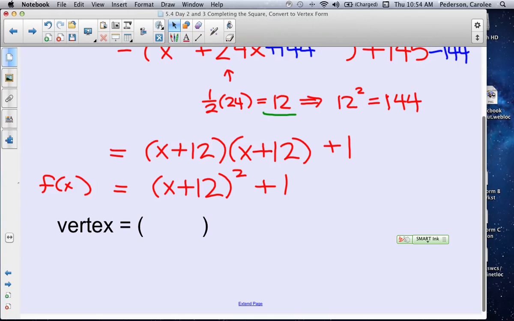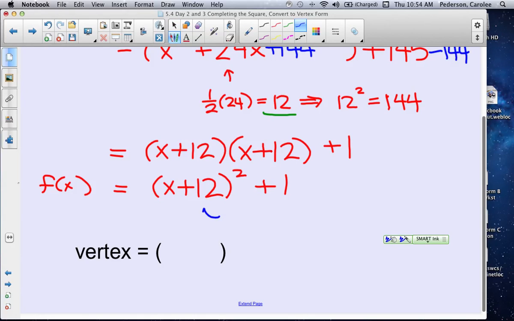It does ask us in the problem again to identify the vertex. So the vertex is always opposite inside the parentheses. You have to think opposite. So it's going to be negative 12. And then the same positive 1. So that's moving the vertex left 12 and then up 1. So there's my vertex, negative 12, 1.